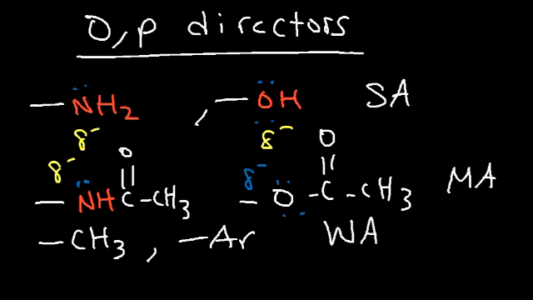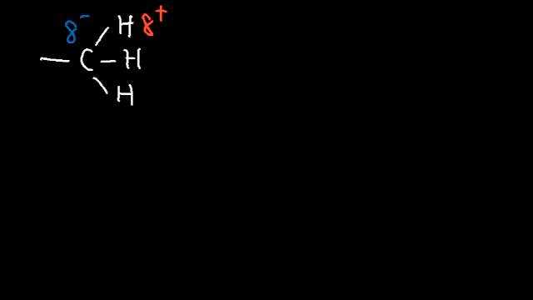Now let's analyze the CH3 group. The CH3 group doesn't have any lone pairs, but it turns out that carbon is more electronegative than hydrogen. So carbon has a partial negative charge and hydrogen has a partial positive charge. The electronegativity value for carbon is 2.5, but for hydrogen it's 2.1. So because the first atom has a partial negative charge, overall it's an ortho-para director. It's a weak activator, but it's still ortho-para directing.